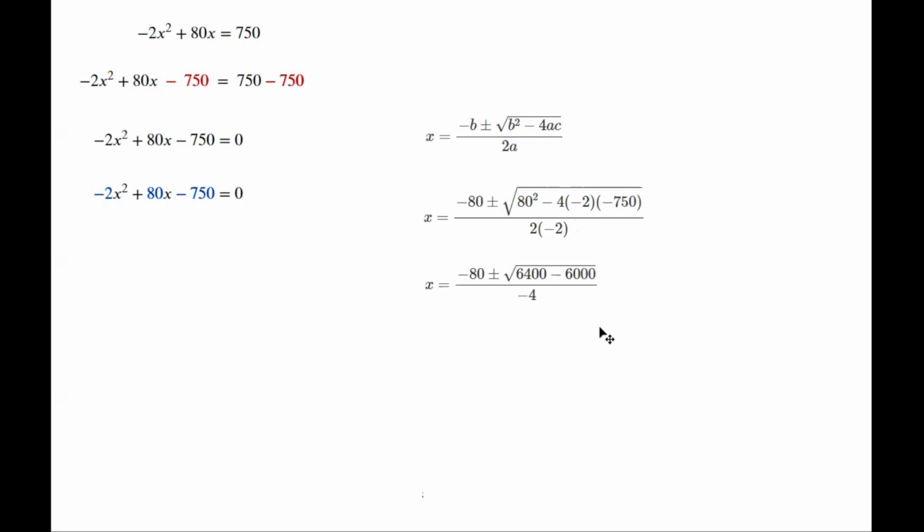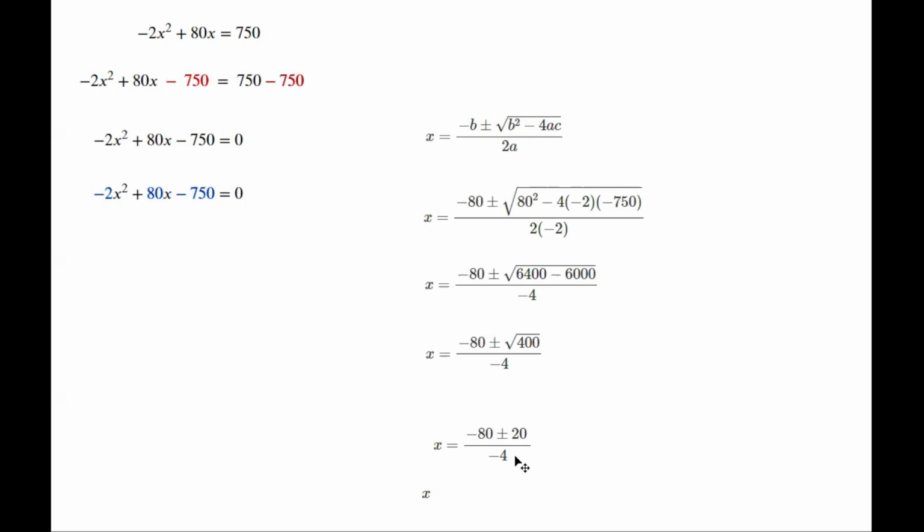All right, so if we calculate all that out, we get 6,400 minus 6,000. And in the denominator, 2 times negative 2 is negative 4. If we simplify a little further, 6,400 minus 6,000 gets you 400. So we have negative 80 plus or minus the square root of 400 over negative 4. Simplify a little further. Again, I'm not doing this mentally, I'm just off screen, I've got a calculator going. The square root of 400 is 20, so we get negative 80 plus or minus 20 over negative 4.